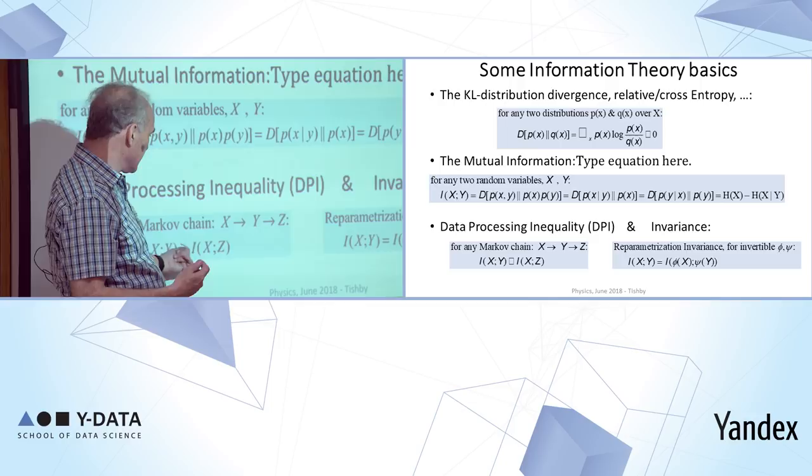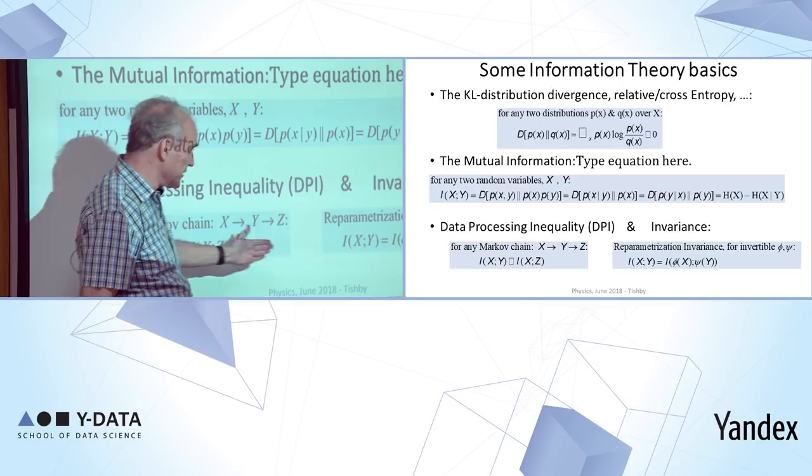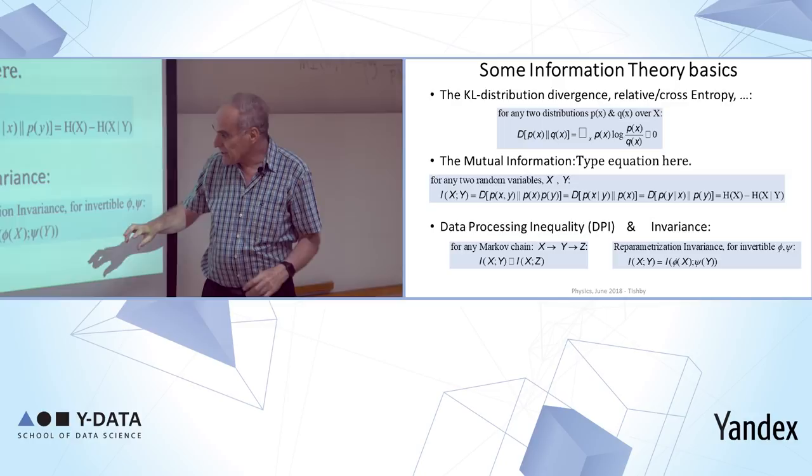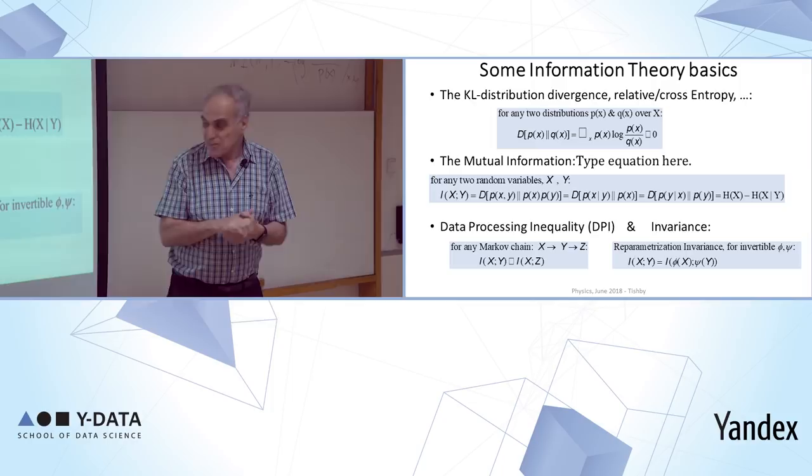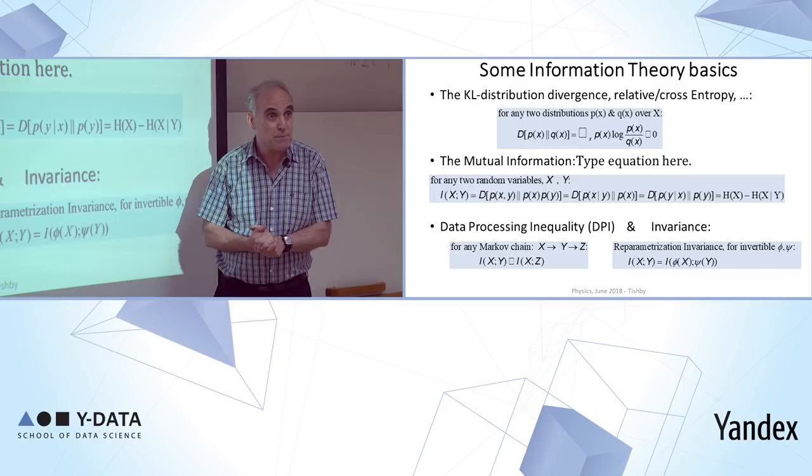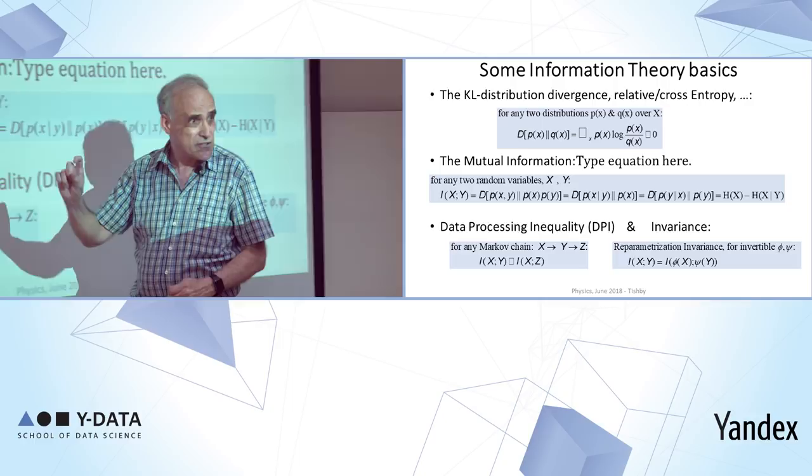And if I have more, I have this chain of inequalities. Now, one immediate consequence of that is that if I just take a one-to-one transformation of my data, so let's say phi is an invertible function, and psi is an invertible function, the mutual information doesn't change, because then I have the data processing inequality in both directions.